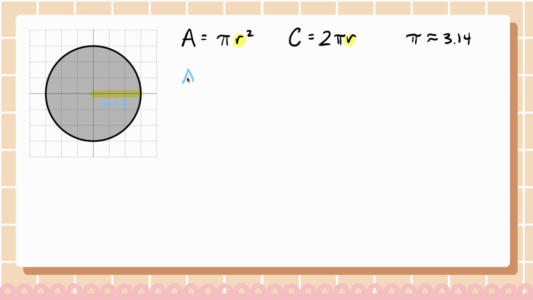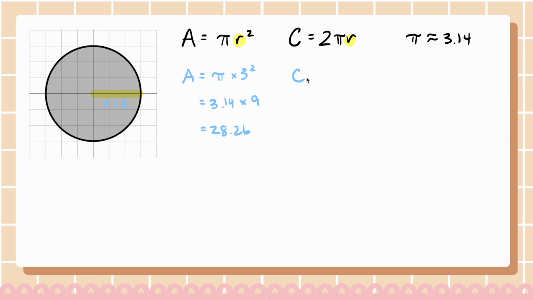So let's calculate the area of the circle. We're going to do pi times r, which is 3 squared. If I want to simplify this, remember pi we're going to be using approximately 3.14, and then multiplying that by 3 squared, which is 9. 3.14 times 9 gets me a total of 28.26, and that's the area of the circle.